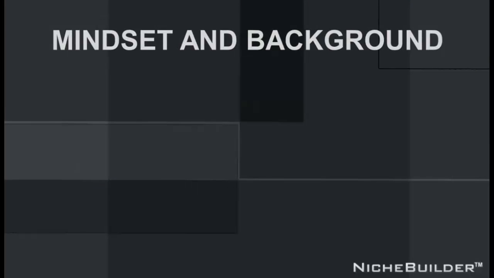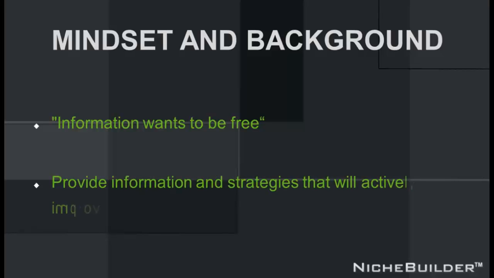So let's start by taking a look at the mindset and background behind creating an information product. It's often said that we live in a world where information wants to be free. So how do we take that information that we've collected and gathered throughout our lifetime and create something that people would actually be willing to pay for? I mean, the internet's full of information, right? The quickest way is to provide information and strategies that are actively going to improve people's lives.